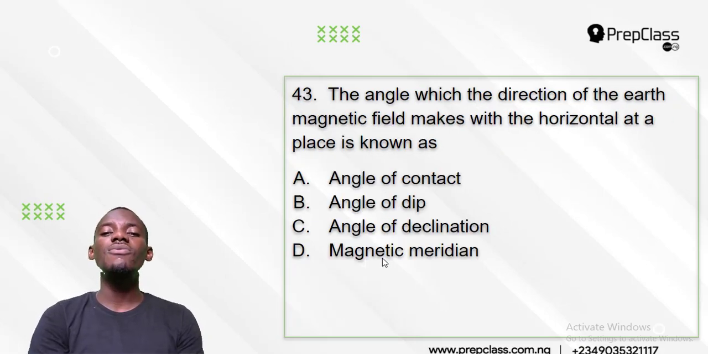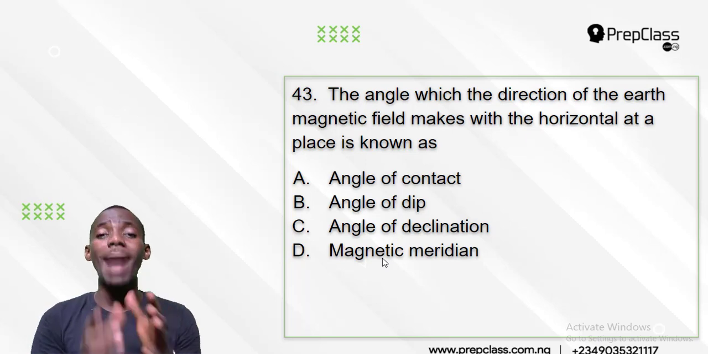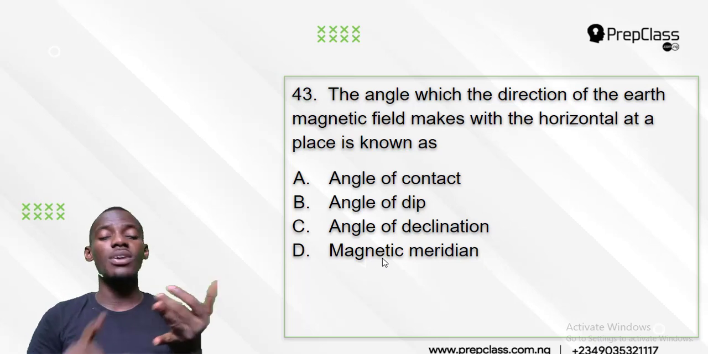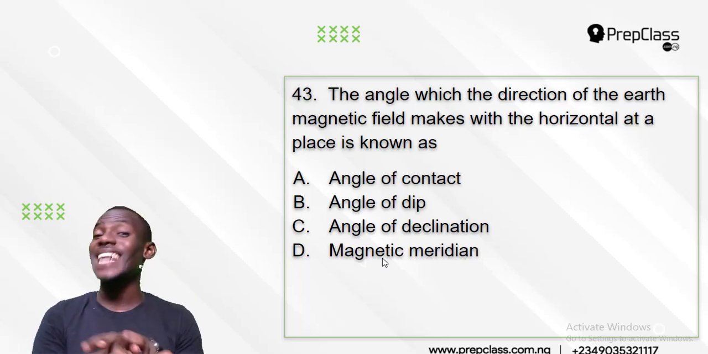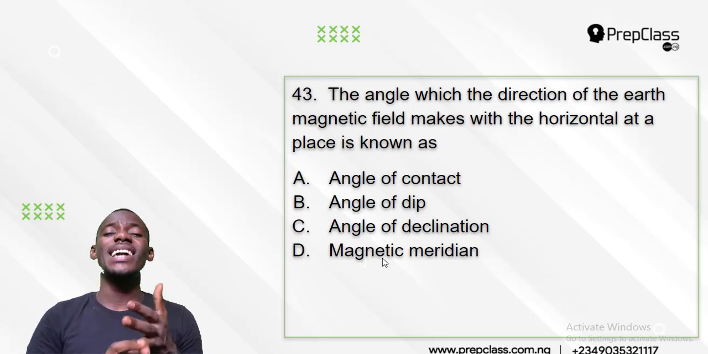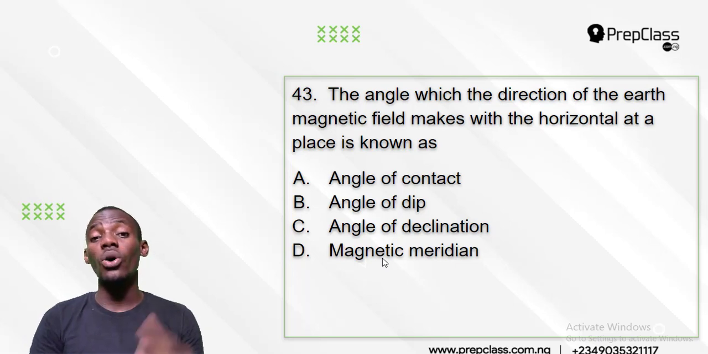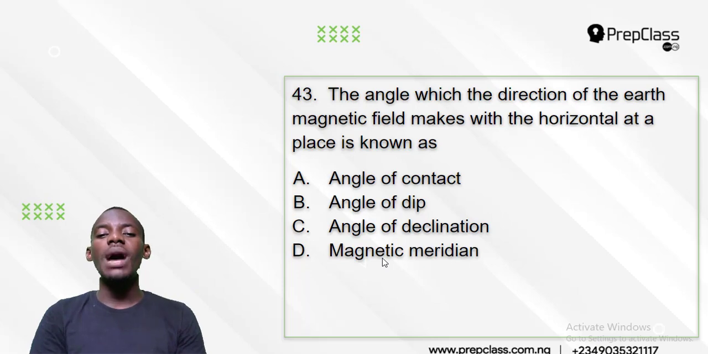Number 43: the angle which the direction of the Earth's magnetic field makes with the horizontal at a place is known as what? Now, there are two angles we were taught under the topic magnetism: angle of declination and angle of dip. Actually, angle of dip is the angle of inclination also. So you can say angle of inclination or angle of dip; you are saying the same thing. Now you must know what is angle of dip and angle of declination.